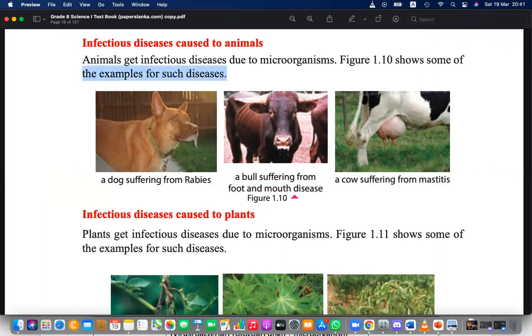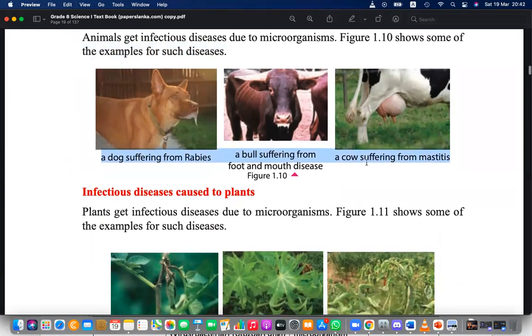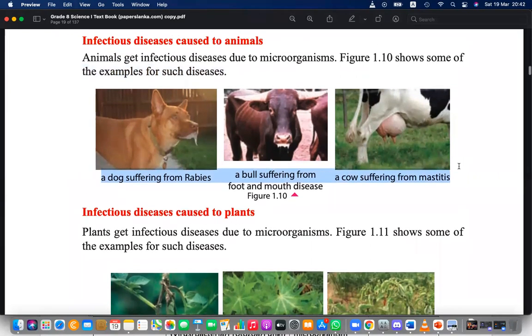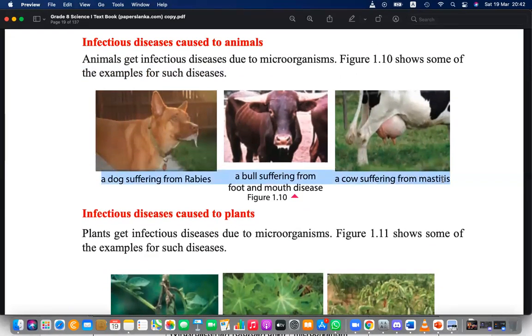So bulls suffering from foot and mouth disease. A bull suffering from foot and mouth disease. A cow suffering from mastitis, where the udder swells when they produce milk. Right? I don't know the exact Sinhala word, but anyway, I think that is the word.